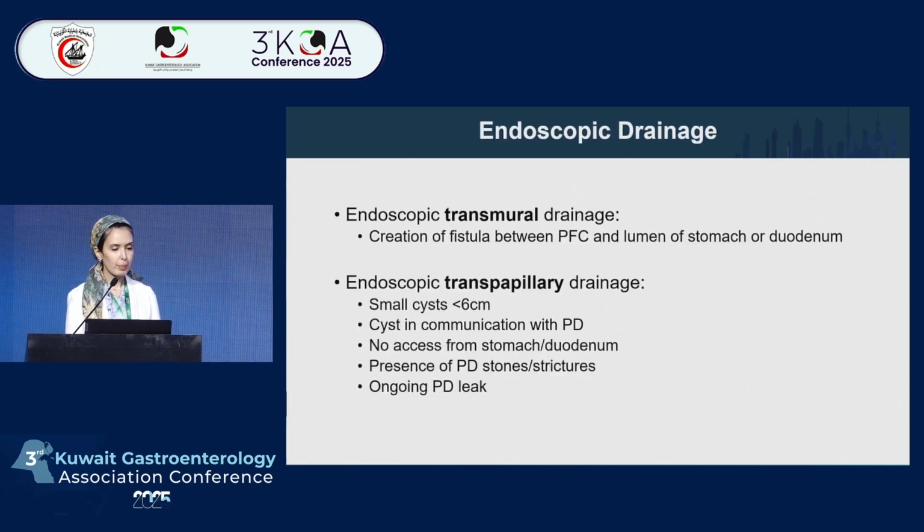So endoscopic drainage, of course, is what we perform. So you have two approaches, either endoscopic transmural drainage, where we create a fistula between the collection and the lumen of the stomach usually. Historically, they used to perform transpapillary drainage as well for smaller cysts, or if they communicate with the pancreatic duct if you have no access from the stomach or the small bowel.